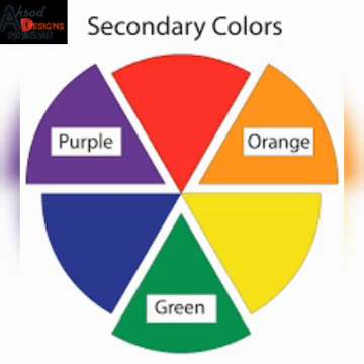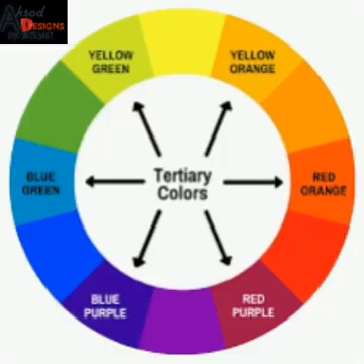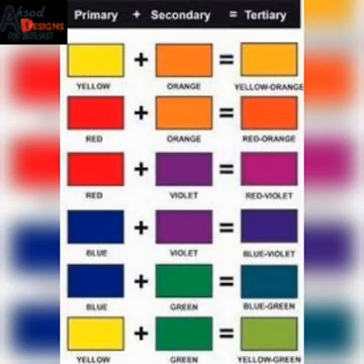Then the next one is the tertiary colors. For the tertiary colors, a primary color and a secondary color are added. For example, you add blue and purple to give you blue purple. You add yellow and green to give you yellow green. You add blue and green to give you blue green. You add yellow and orange to give you yellow orange. You add red and orange to give you red orange, and you add red and purple to give you red purple. Those are the 6 colors we have under the tertiary colors. Good. If that is understood, let's move to the next one.